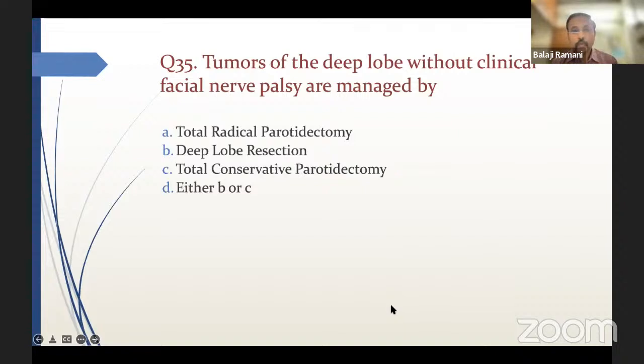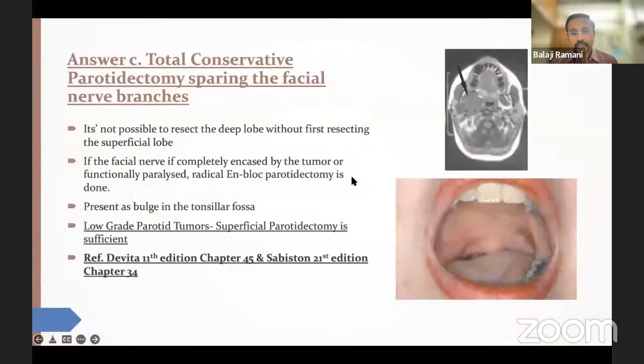So tumors of the deep lobe without clinical facial nerve palsy are managed by how? This is the question we discussed, right? So the answer is a total conservative parotidectomy, sparing the facial nerve branches. It is not possible to dissect the deep lobe without first removing the superficial lobe. So if the facial nerve is completely encased, see again the word here which I have used, completely encased by the tumor.